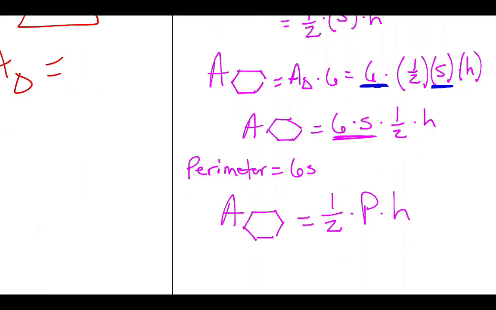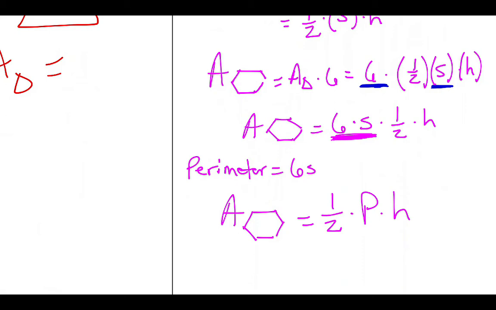And the cool thing is, it doesn't have to be a hexagon. It could be a pentagon. It could be a triangle. It could be a square. As long as it's regular, this is going to work. Because instead of 6 times the sides, in a triangle it would be 3 times the sides. In a square, it would be 4 times the sides. A pentagon, 5 times the sides. It's always going to be the perimeter times the height of that triangle.